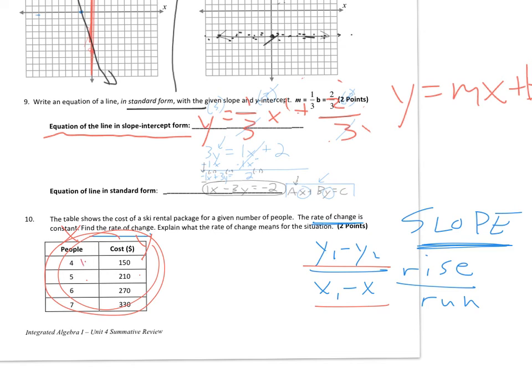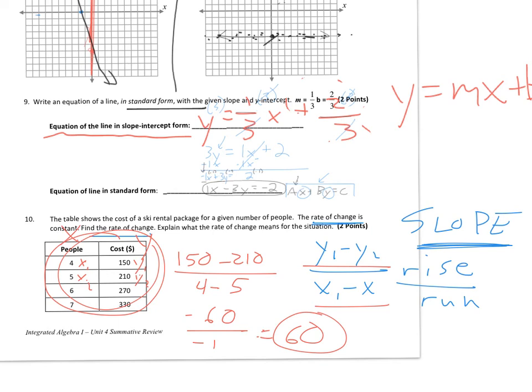So basically I'm going to say this is x1, this is y1, this is x2, and this is y2. Y is on top, 150 minus 210. X is on bottom, 4 minus 5. I get negative 60 over negative 1, which is equal to 60. So that is the rate of change. The problem asks for the rate of change, and I found it, 60. Because rate of change is slope, and slope is where you subtract y's on top, x's on bottom.